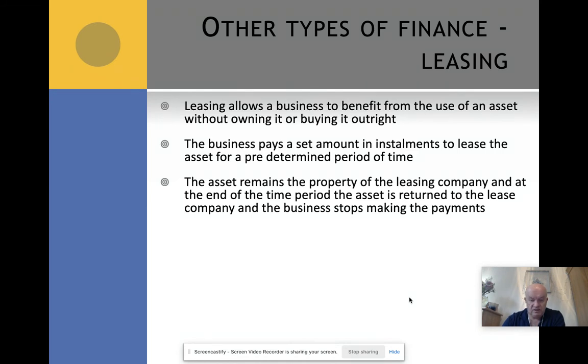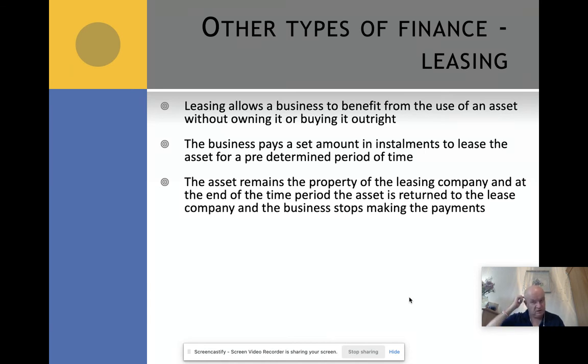Now, in all cases, the asset remains the property of the leasing company up until the point at which that time period has elapsed, and then effectively that asset is normally returned to the leasing company, and the business stops making those payments. In some cases, you might have to pay a balloon payment of some description, but you might have the option of buying that particular asset at the end of that time period.